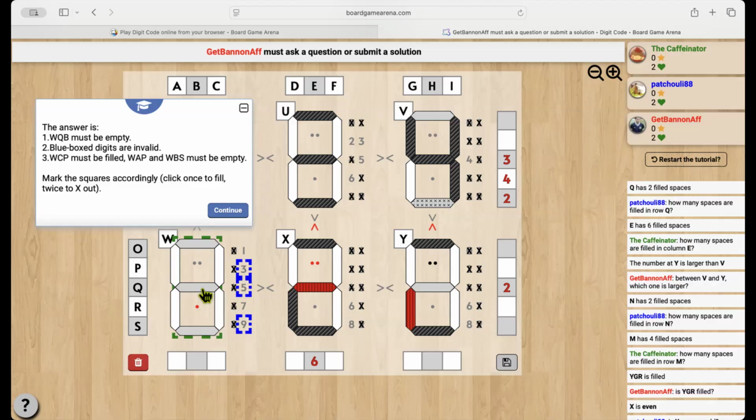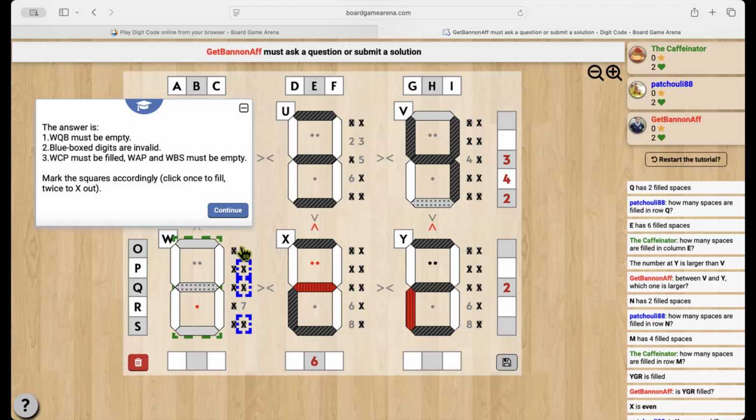Why is that empty? Blue boxes are invalid. So this must be empty. Oh yes, that's right. So this has to be filled because the only options available are 6 and 8. So that is empty. I missed that one. So that means this cannot be 3, 5, or 9.